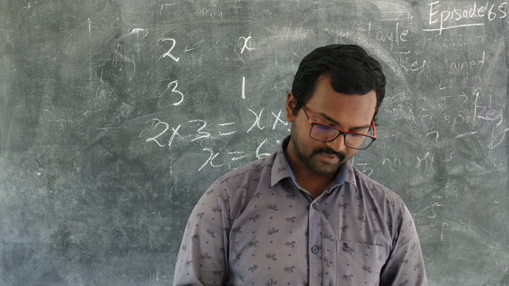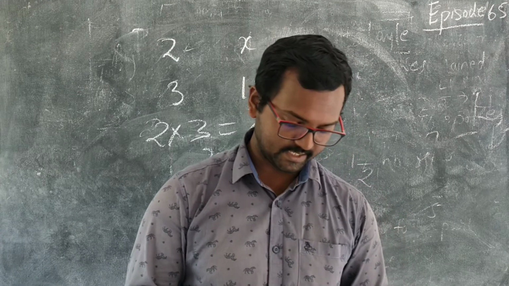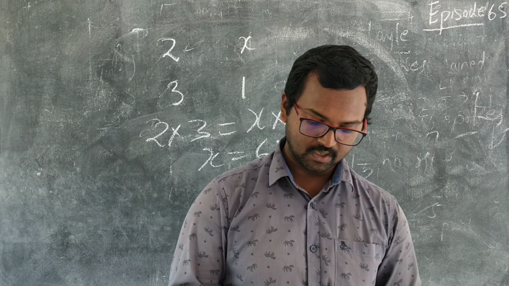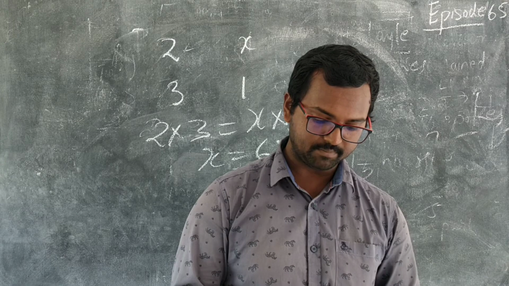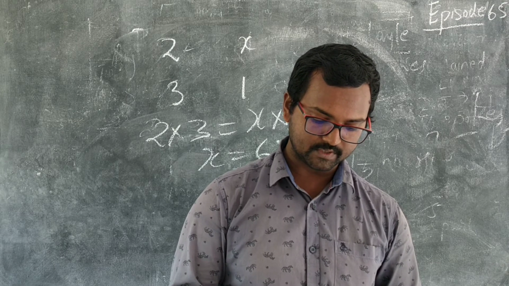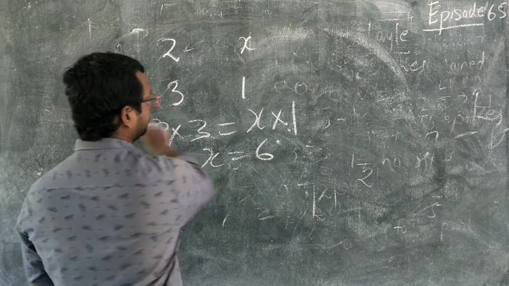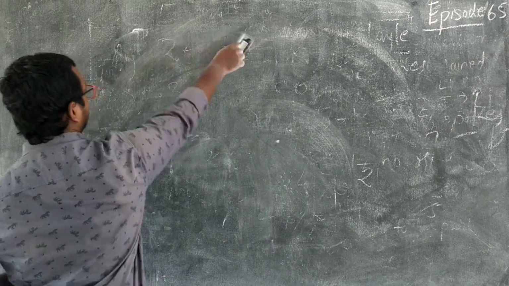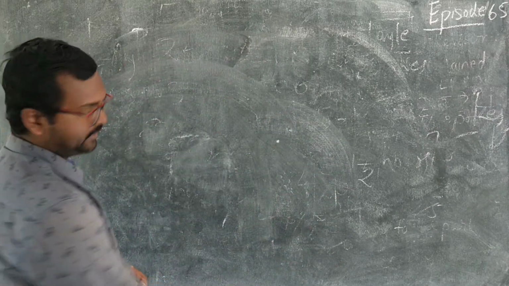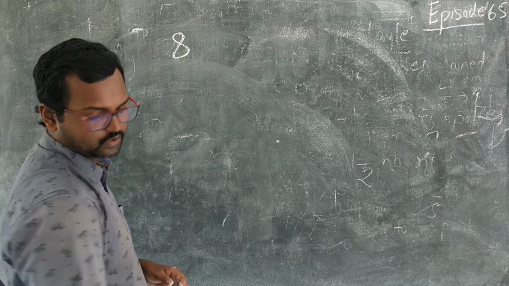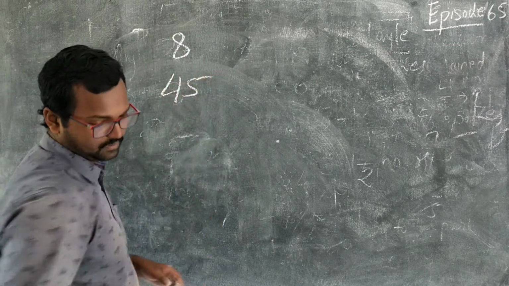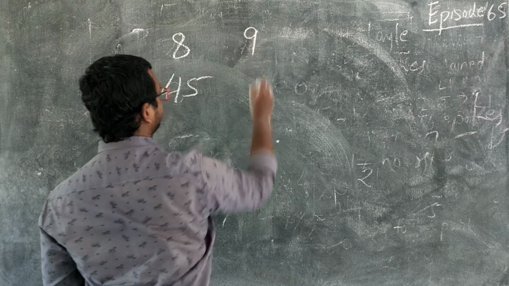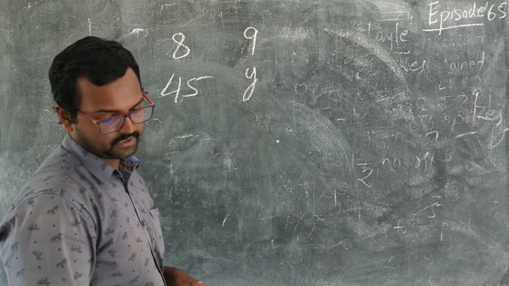Okay. Now the last question. A school has 8 periods per day, each of 45 minutes duration. How long would each period be if the school has 9 periods a day, assuming the number of school hours to be the same?